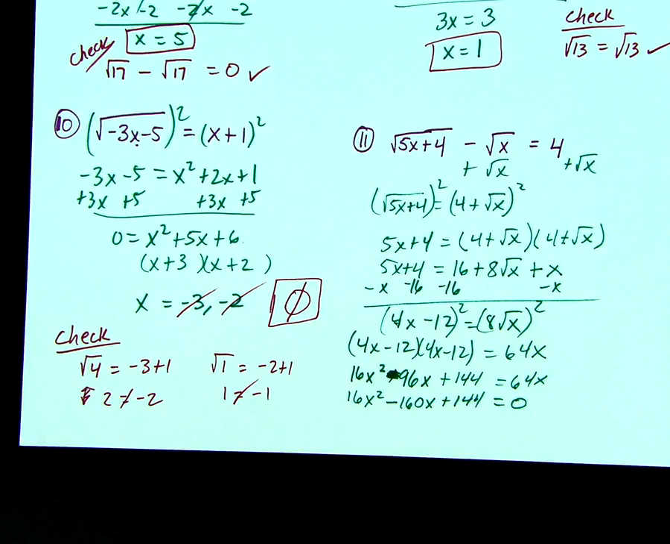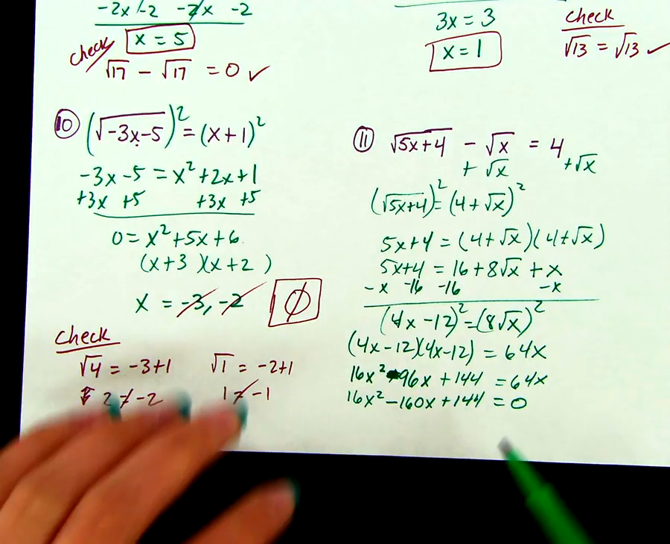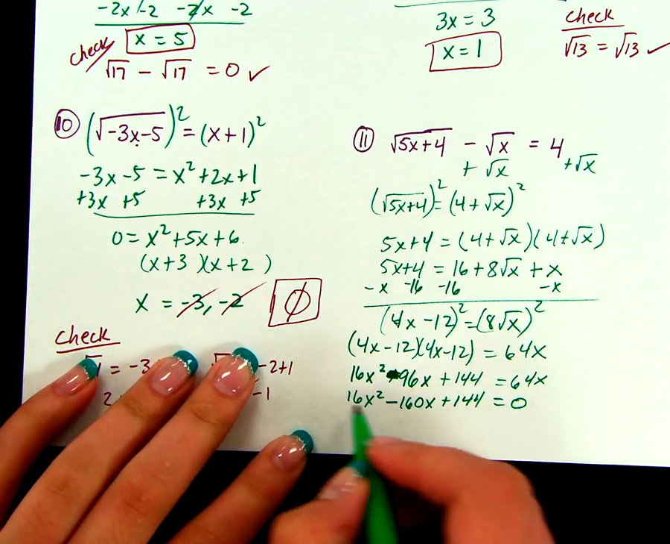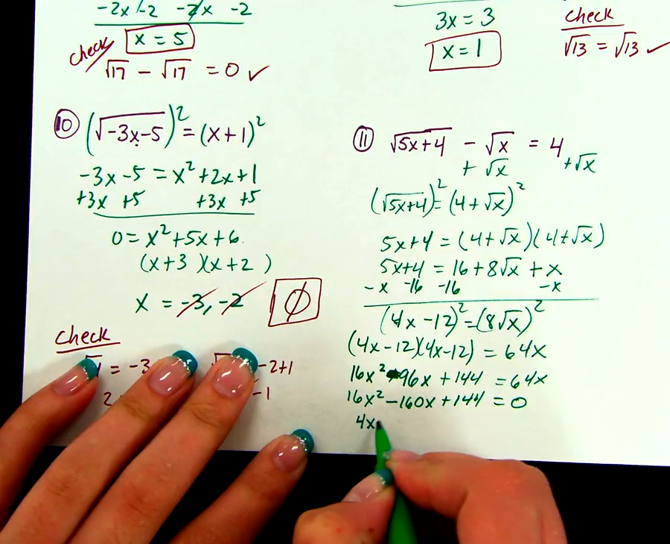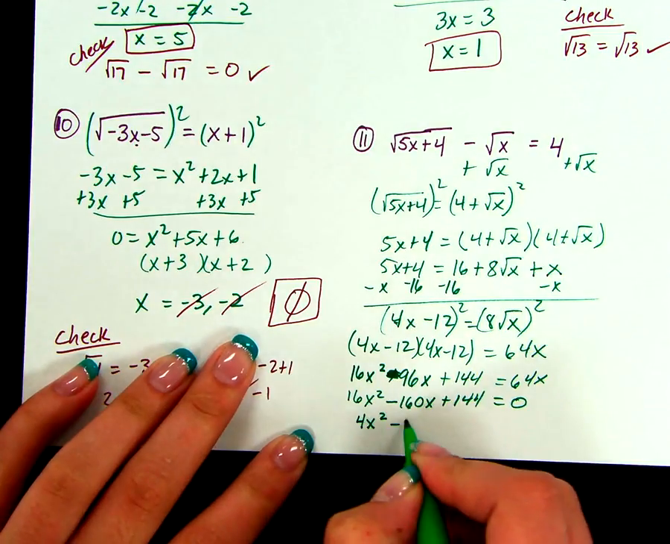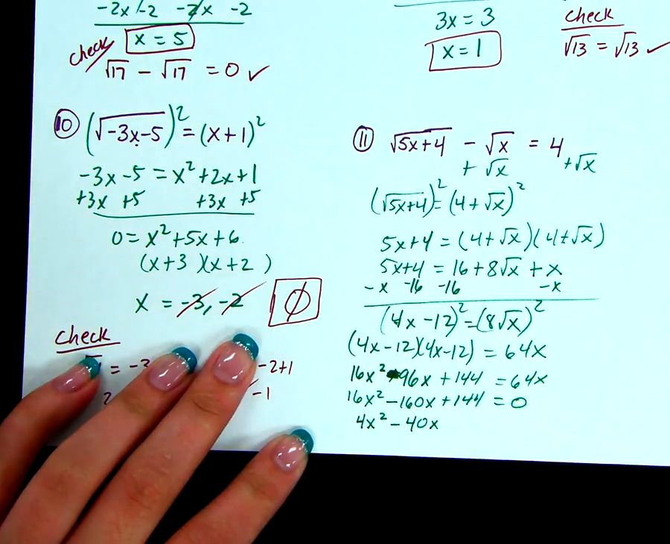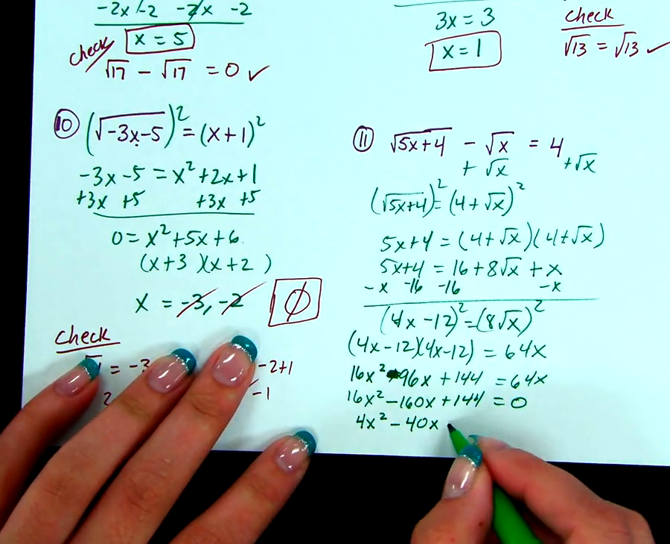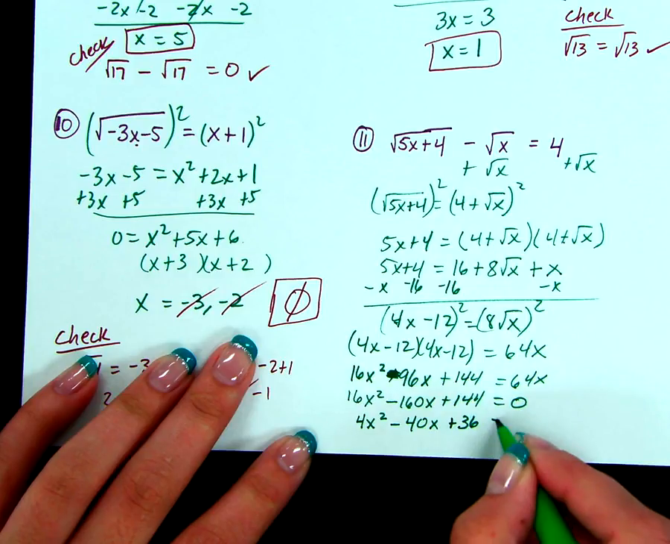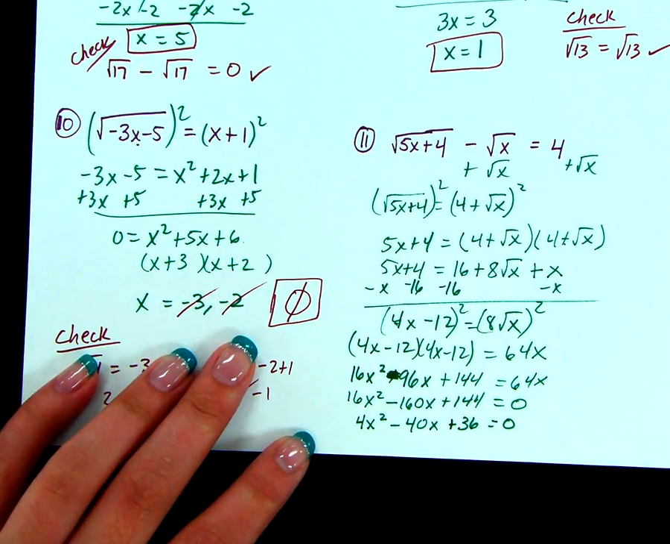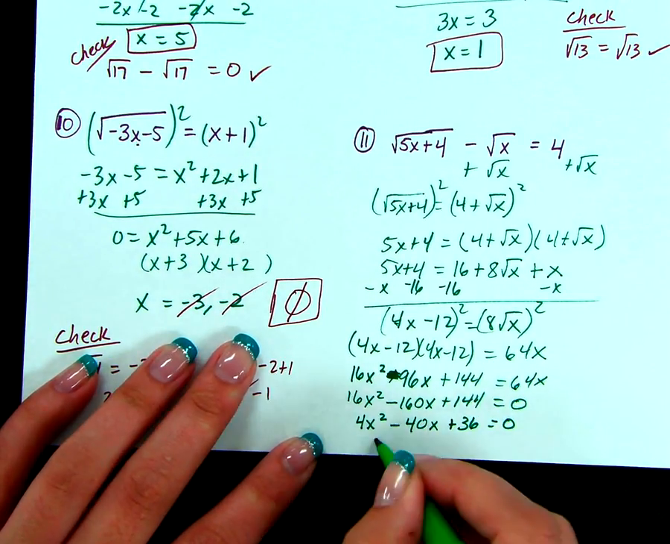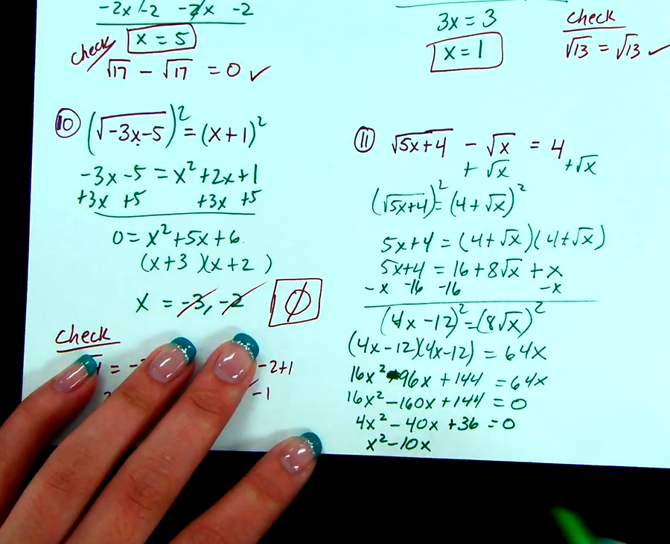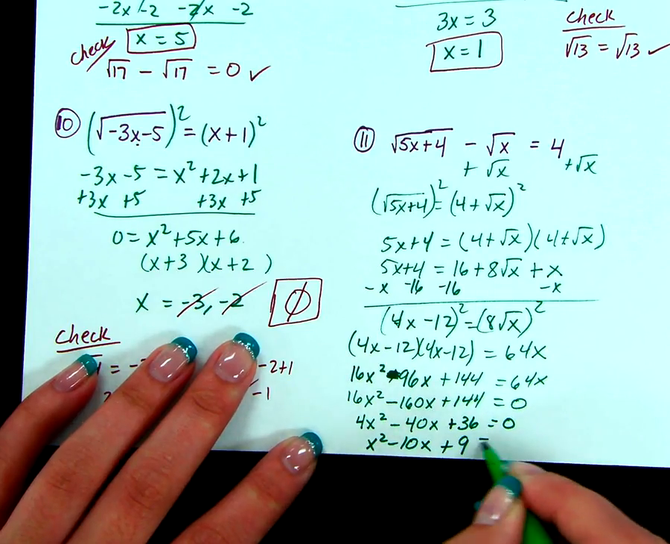So again, we need to figure out how we're going to factor. Now looking at this, we should be able to simplify. So all of those numbers are divisible by 4. So I'm going to divide everything by 4 before we continue. So we'll have 4x squared minus 40x, and then 144 divided by 4 is going to be 36. So it looks like we'll be able to divide by 4 again. So if we divide everything by 4 again, this will give us x squared minus 10x plus 9 equals 0.